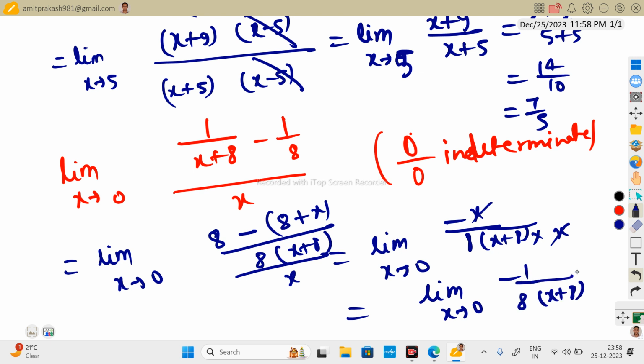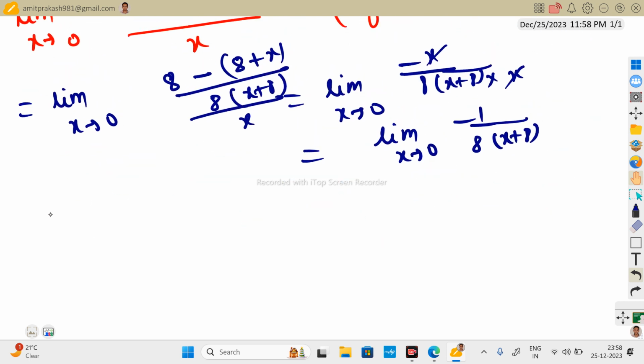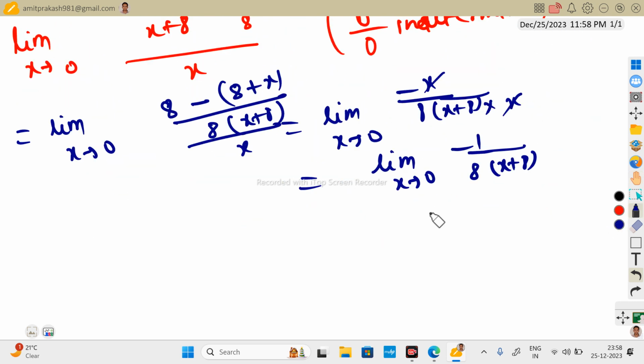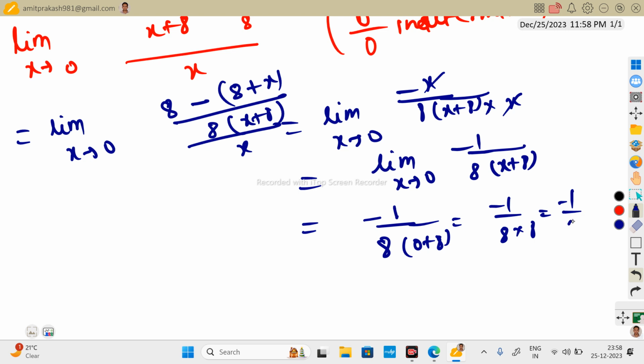And we have seen that this is not in any indeterminate form, so we can put the value of x to get the limit directly. So this becomes 0 plus 8, and this is minus 1 upon 8 into 8, and this is minus 1 upon 64. This is the value of the limit.